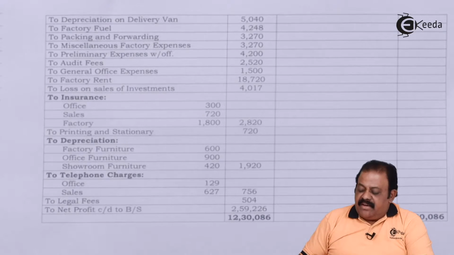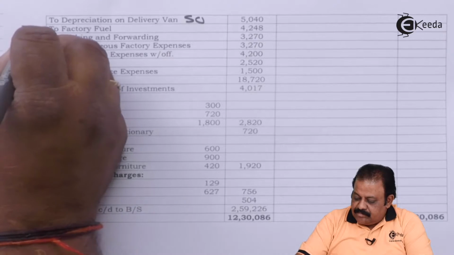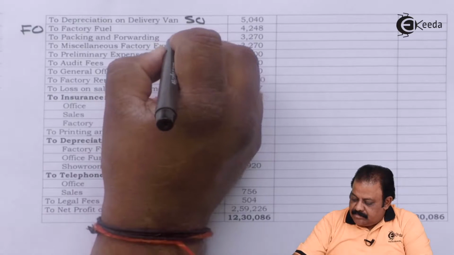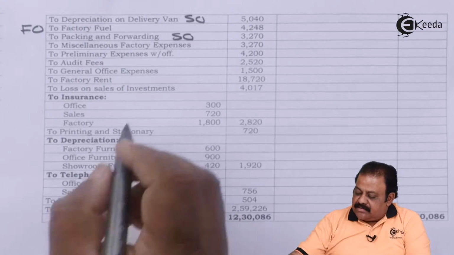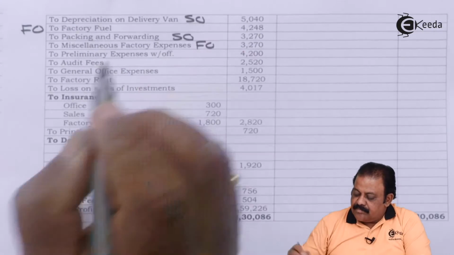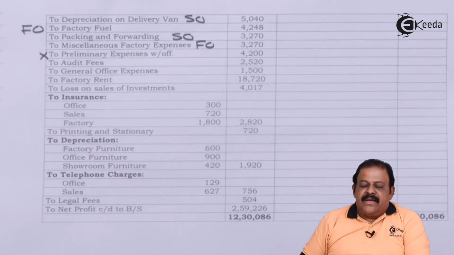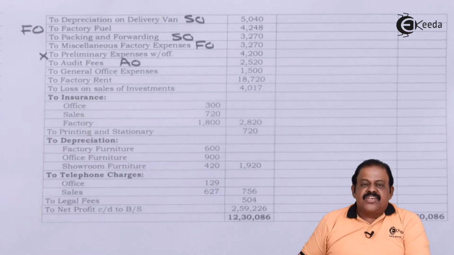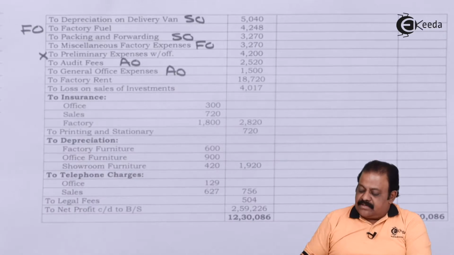Depreciation on delivery van, selling overheads. Factory fuel, factory overheads. Packing and forwarding, selling overheads. Miscellaneous factory expenses, factory overheads. Preliminary expenses written off, this item is not recorded in cost sheet. Audit fees, administration overheads. General office expenses, administration overheads.